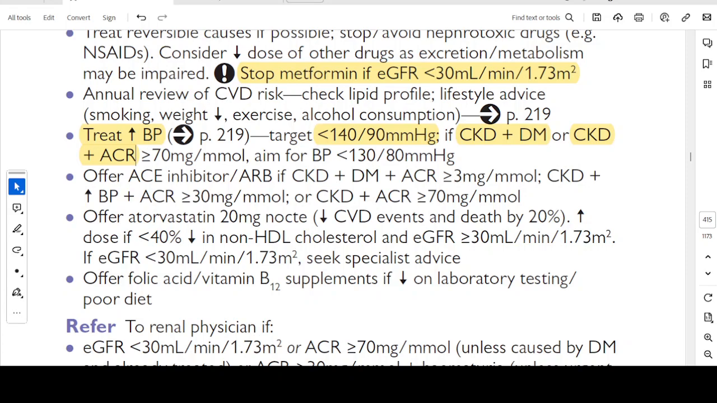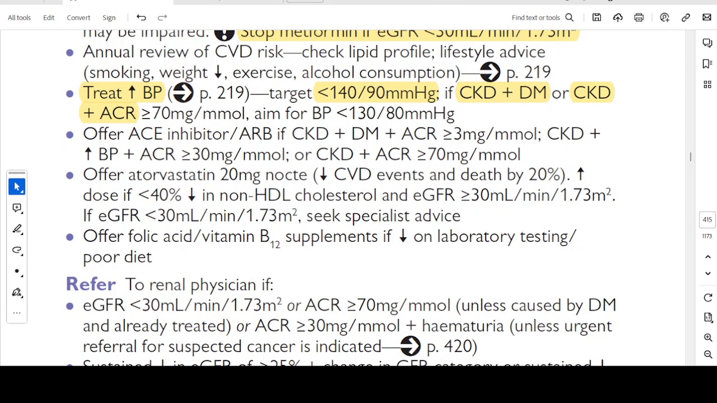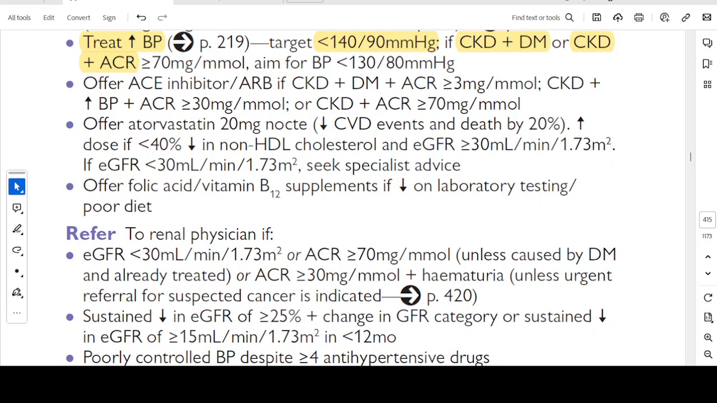So the target BPs differ. Target BP should be less than 140 by 90 in any patient with CKD without albuminuria or without diabetes. And if CKD plus diabetes is present or CKD plus ACR more than 70 milligrams per millimoles, that is category A3, aim for a BP reduction of 130 by 80. Offer ACE inhibitor or ARB if CKD plus diabetes plus ACR more than 3 milligrams per millimoles, CKD plus BP plus ACR more than 30 milligrams per millimoles, or CKD plus ACR more than 70 milligrams per millimoles.